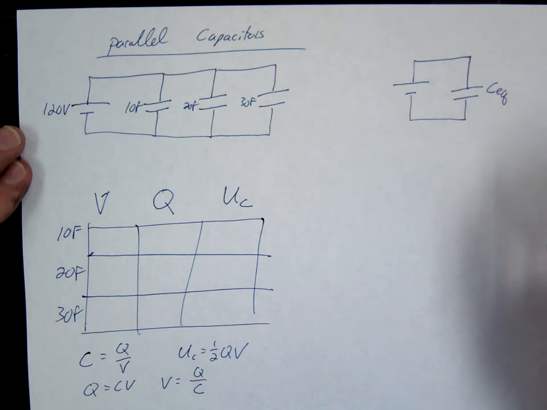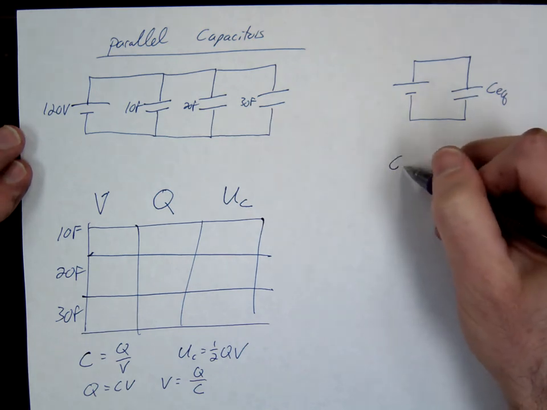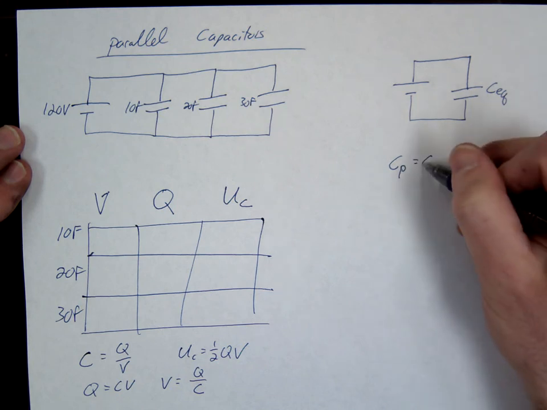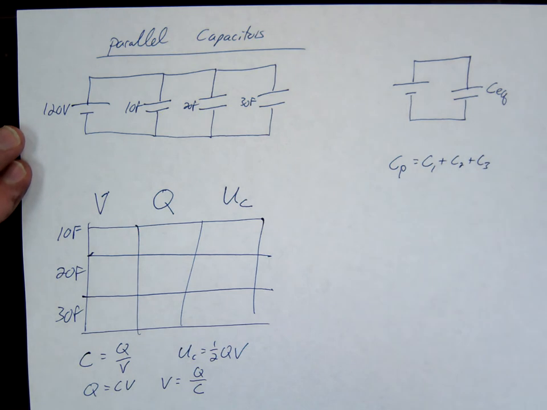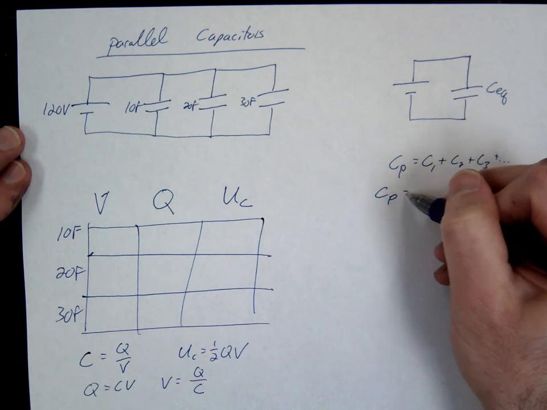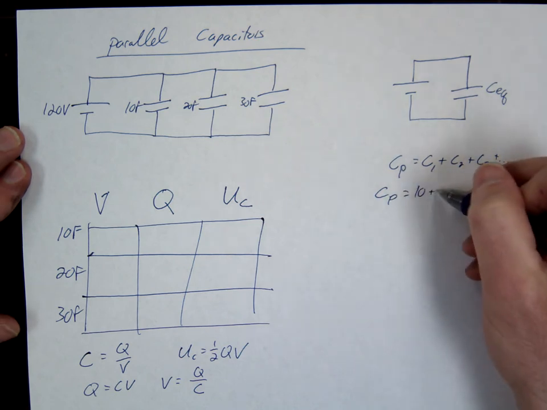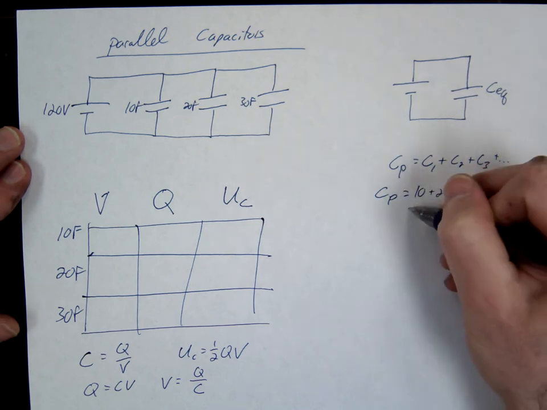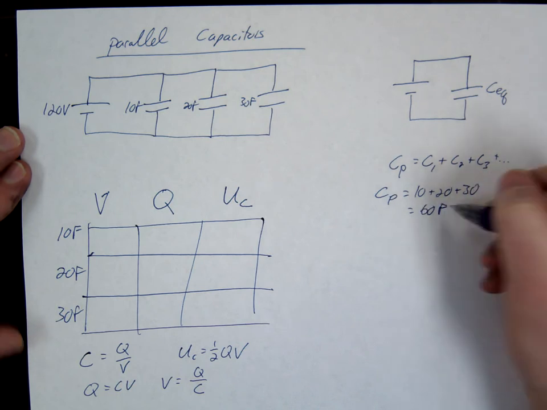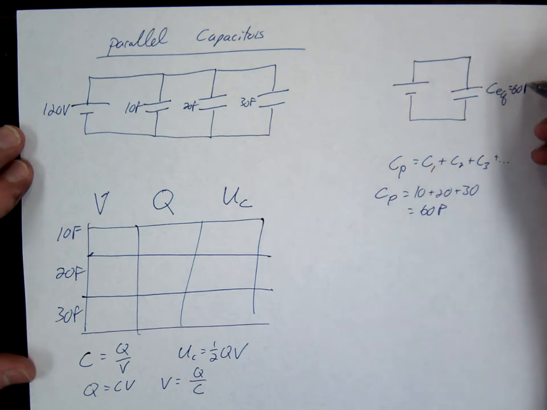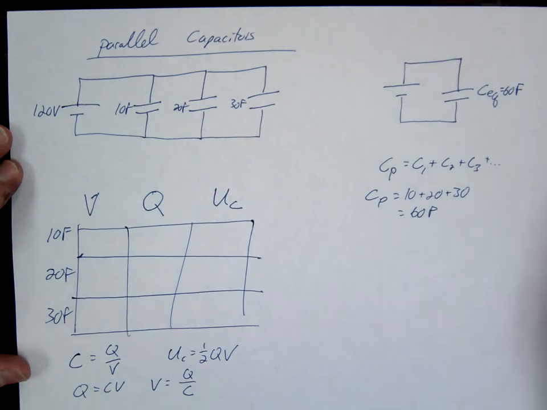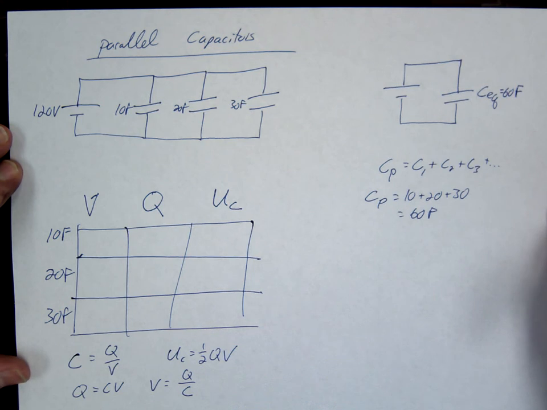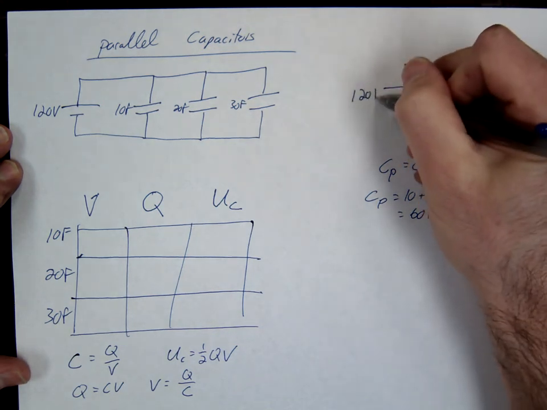So the equivalent capacitance for a parallel circuit is simply the sum: C1 plus C2 plus C3 plus whatever. If you have 50 of them, you add them all up. So for this case, it's going to be 10 plus 20 plus 30 equals 60. So that'll be my equivalent capacitance here, 60 farads. And again, you just bring over the voltage, 120.